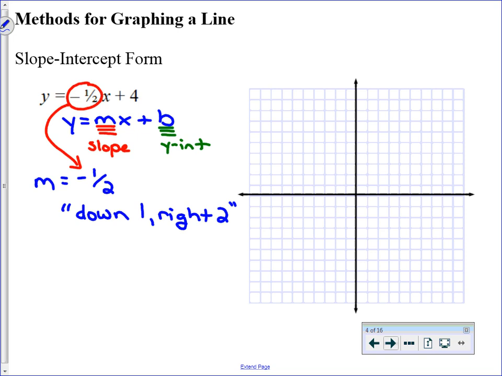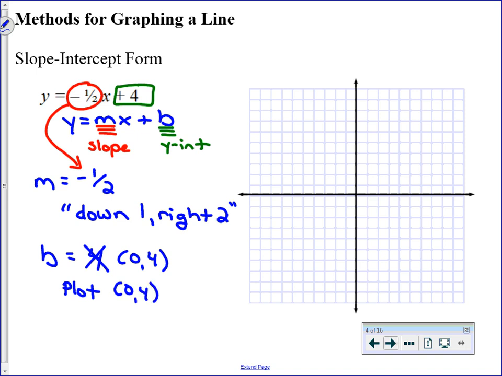But you may wonder, well, where do we have to do that from? Well, it's whatever number is after the x. So in this case, our b value is a 4. And I'm not going to put just a regular 4. I'm going to put my 0, 4. So I know that this is the point that I have to start my graph with. So we have to plot this point, our 0, 4, first on the graph.